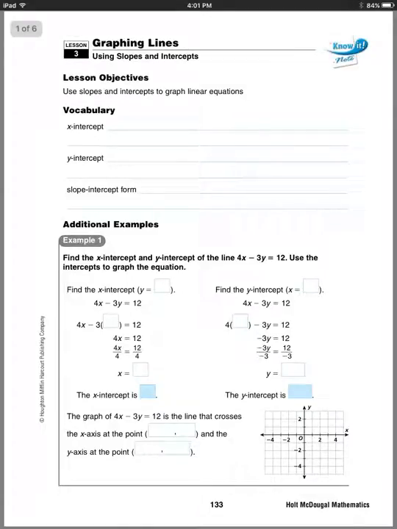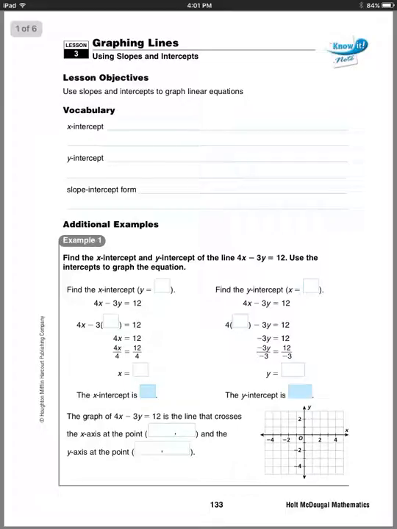Alright, the x-intercept is the x-coordinate of the point where the graph of a line crosses the x-axis. So it's where the line crosses the x-axis. The y-intercept is the y-coordinate of the point where the graph of a line crosses the y-axis. So it's where the line crosses the y-axis.